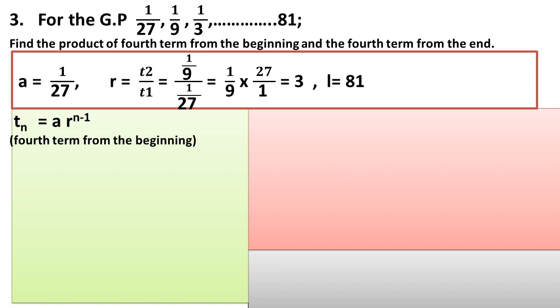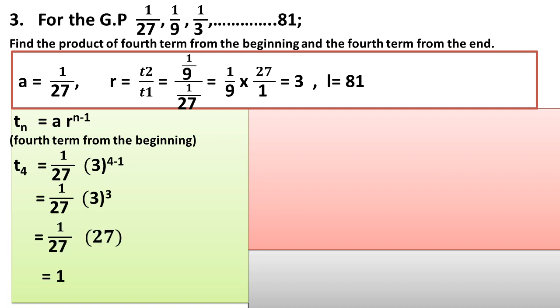Use the formula Tn is equal to ar to the power n minus 1. T4 is equal to 1 by 27 into 3 to the power 4 minus 1. So 1 by 27 into 3 cube, it results as 1. So T4, that is fourth term from the beginning, is 1. The first step is completed.